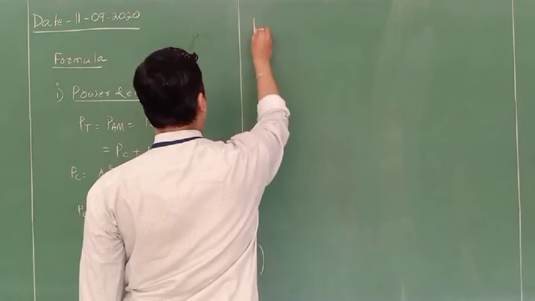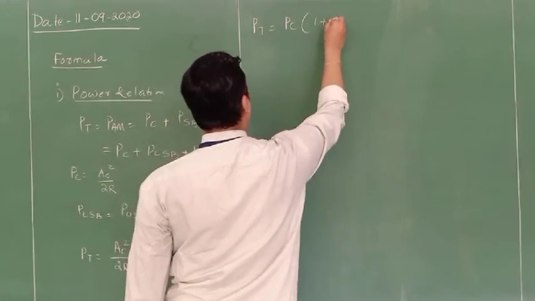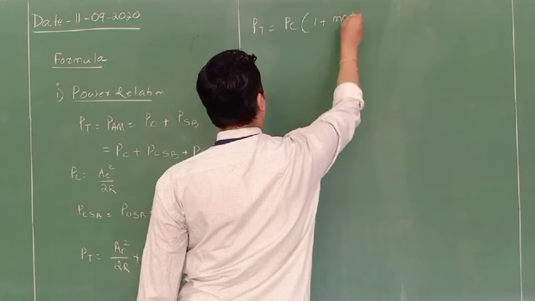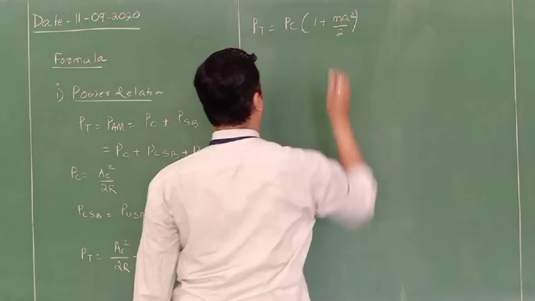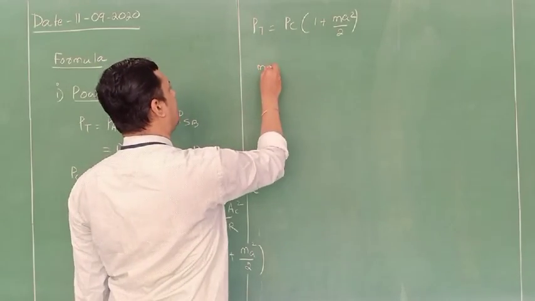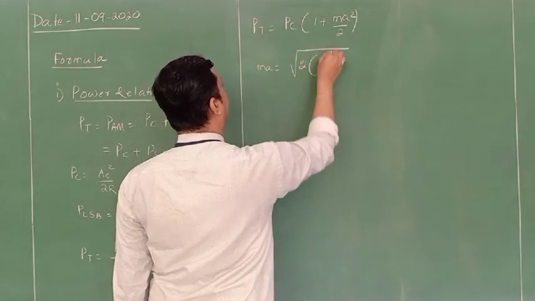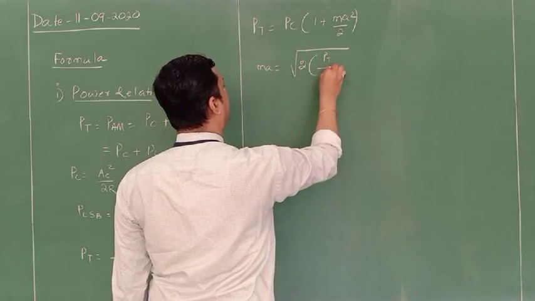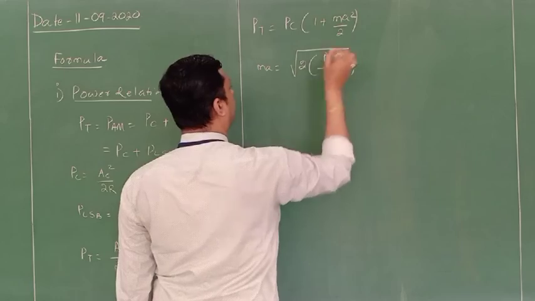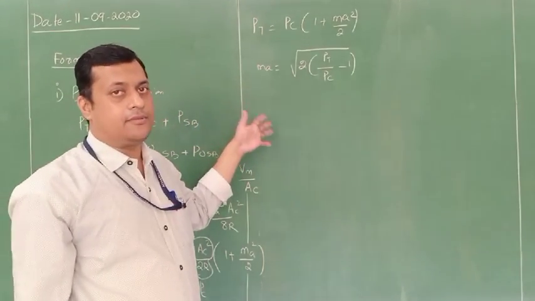So our PT is equal to PC whole into 1 plus Ma square divided by 2. So this is my general equation. So Ma can also be written in terms of PT, that is square root of twice of PT divided by PC minus 1. And also we have seen in terms of current.